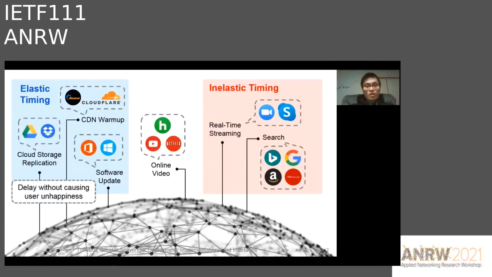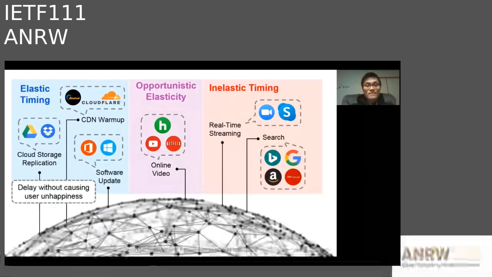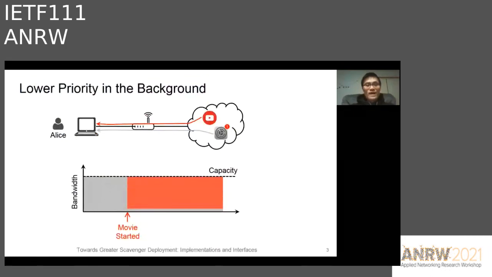Then, on that basis, we think there is another important category of applications, such as online video streaming. They have opportunistic elasticity. To illustrate that, let's look at a motivating example. Here, Alice watches a YouTube movie on her laptop under a wireless router, while a system update is running silently in the background, and Alice does not need any feature in the update anytime soon. Apparently, the video streaming flow may have primary priority, with the update flow being a scavenger, so that Alice may enjoy both higher video quality and no rebuffer.